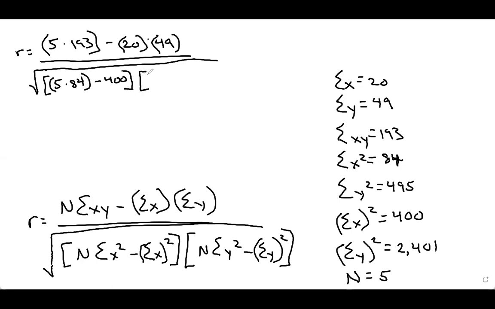Multiply that by 5, which is n, times the sum of y squared. If you look down there, so where's the sum of y squared? 495. There we go. And that will be subtracted by the sum of y, squared. So that's 2401.